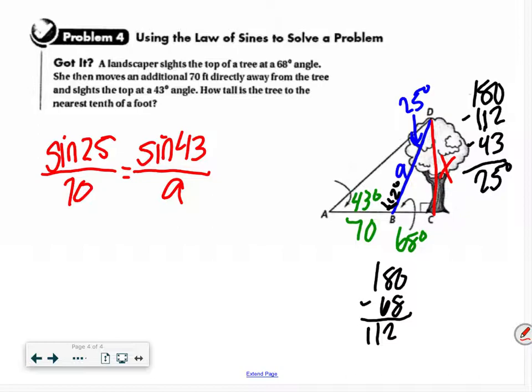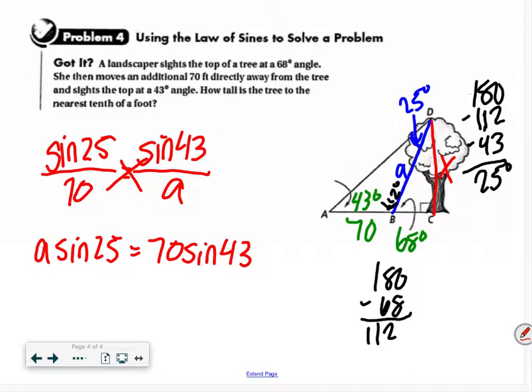Good. Okay. Solving. How do I solve? Cross multiply. So I have A sine of 25 equals 70 sine of 43. Then what? Divide by sine of 25.